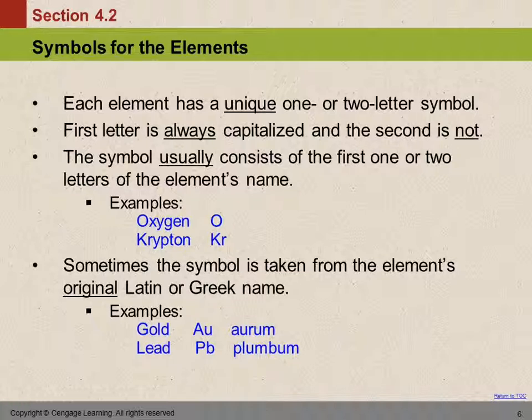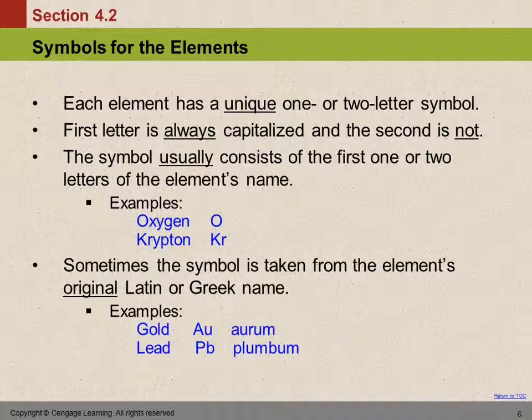The symbol is usually the first one or two letters of the element's name. Examples that follow this pattern are oxygen: oxygen starts with an O and its symbol is O. Krypton starts with Kr and its symbol is Kr. They can't all be just the first letter because there's more than one that starts with K, and so sometimes we have to use the second letter. Occasionally it goes to the third letter. I think I have a table later that I'll illustrate that on.